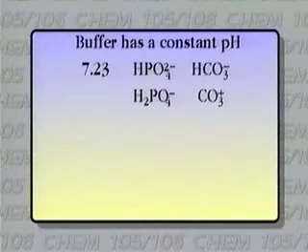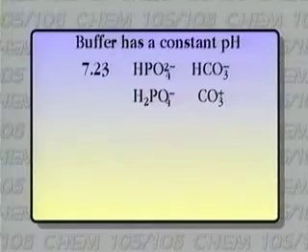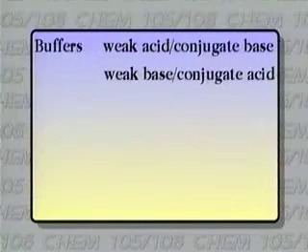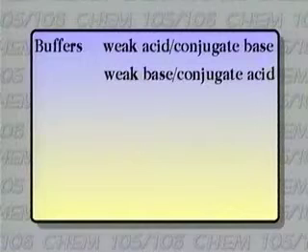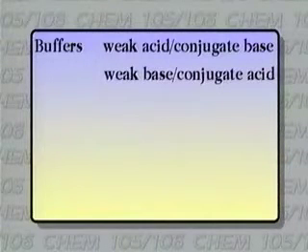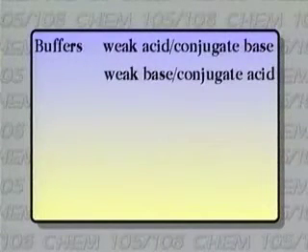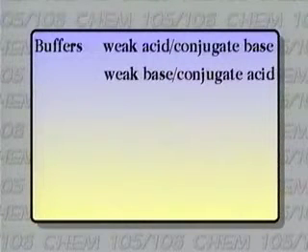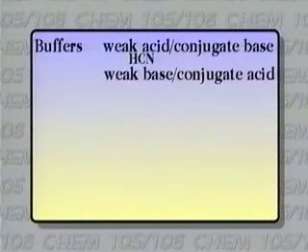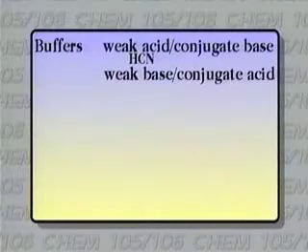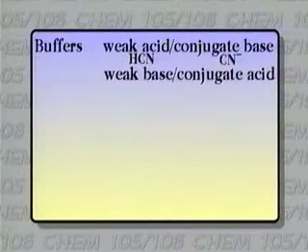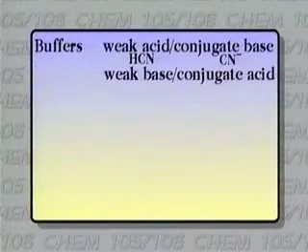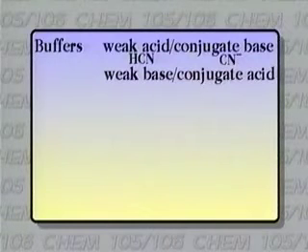Now what composes a buffer? A buffer must contain two things: a combination of a weak acid and the conjugate base, that is, the anion of the acid. So if we have a weak acid of hydrogen cyanide, HCN, then that would be the weak acid, and CN minus would be the conjugate base. That's what's left after the proton is donated.